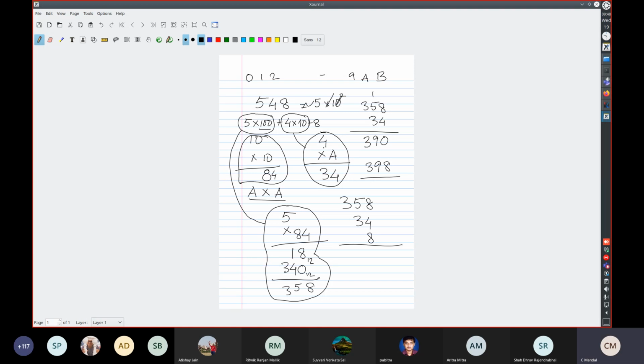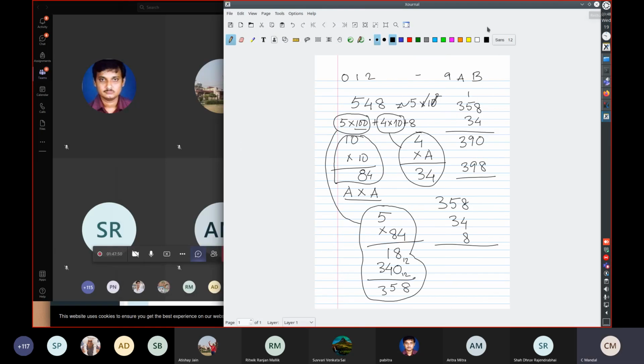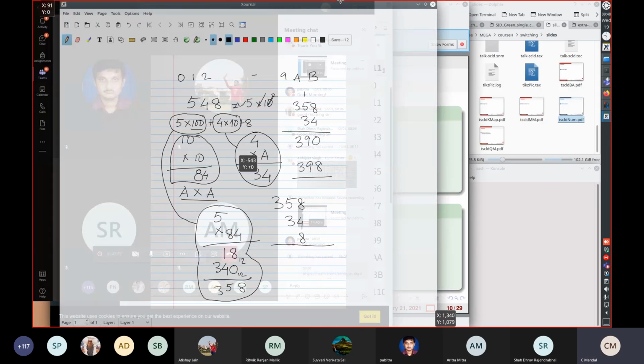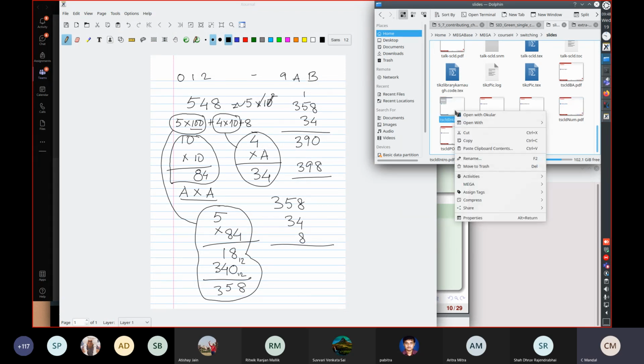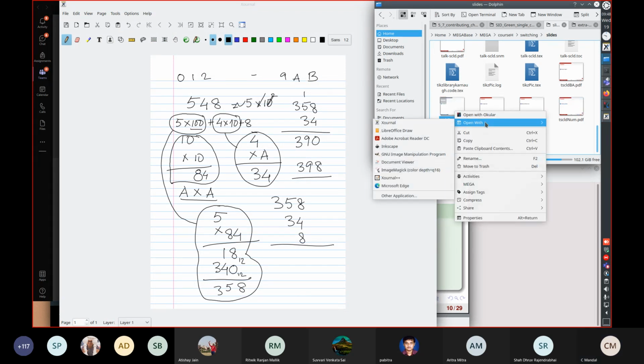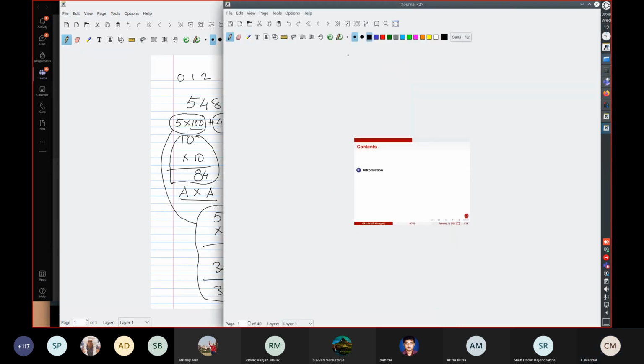All right, so let us just go over to the other slides. We'll just complete the earlier thing. How do you multiply in the base?